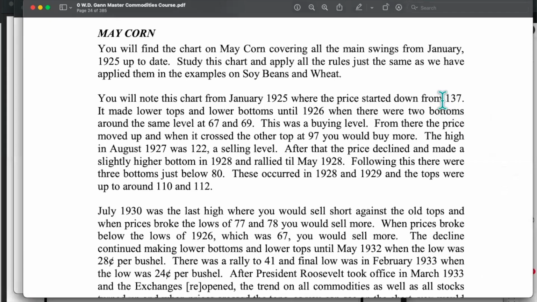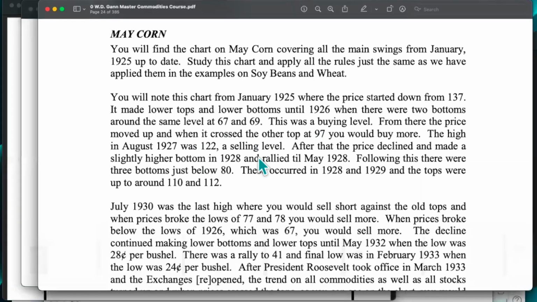So we saw exactly this 137 top. We saw this bottom at 67, 69, and we saw above 97 we have to buy. And here he especially says at 122 we have to sell. Now, why is this a selling level? Probably this is again an important thing for us to know.